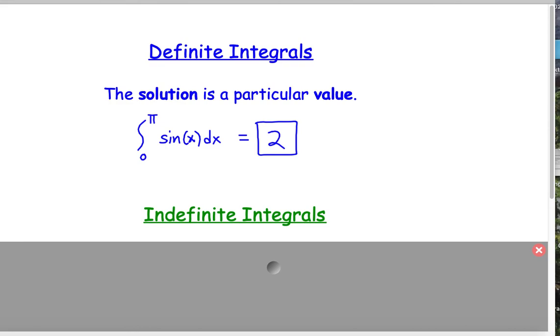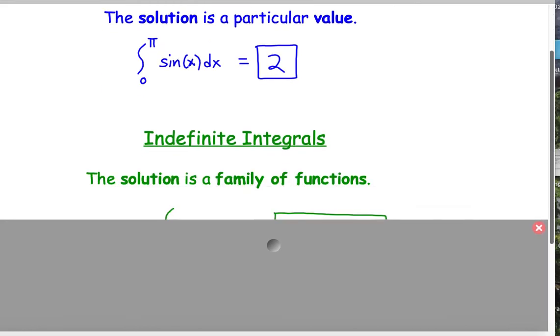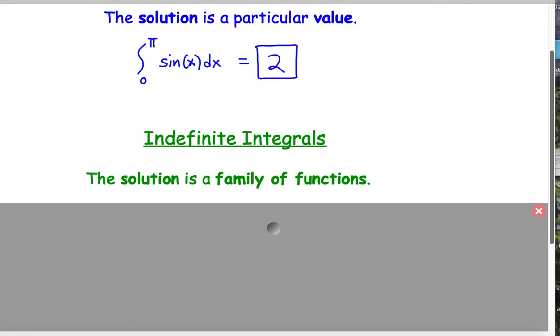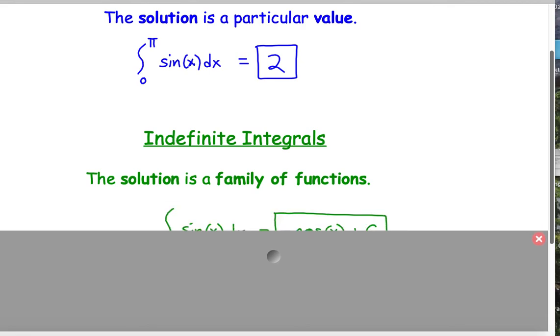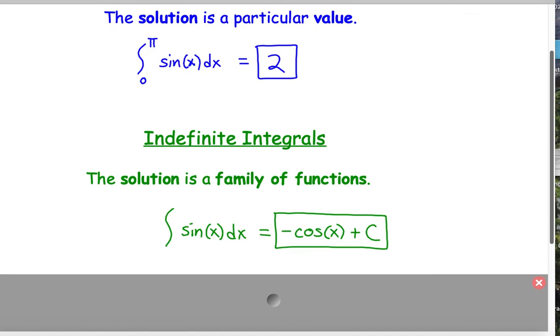On the other hand, an indefinite integral does not have limits of integration, and so your solution is just a family of functions. So if I said, what's the integral of sine of x dx, not evaluating it anywhere, well, then that should give us the area function, which is an antiderivative. So the antiderivative is negative cosine of x plus any constant. So definite integrals, we get a particular value. Indefinite integrals, we get a family of functions.